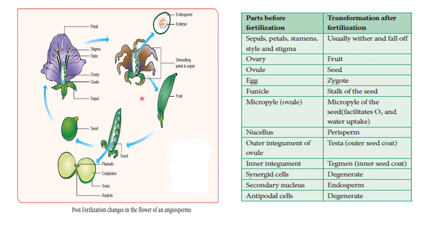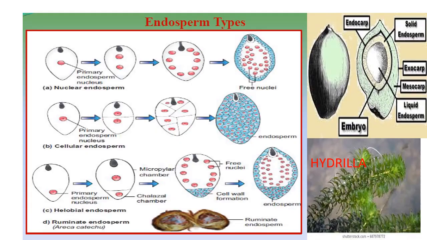The ovary gives rise to a fruit, the ovule gives rise to a seed, and the egg forms a zygote. The zygote, after division, gives rise to the embryo. This is fed by the nutritive tissue endosperm. Endosperm is formed from the secondary nucleus of the ovule as we have learned earlier. So some of the parts are before fertilization and after fertilization in a flower.